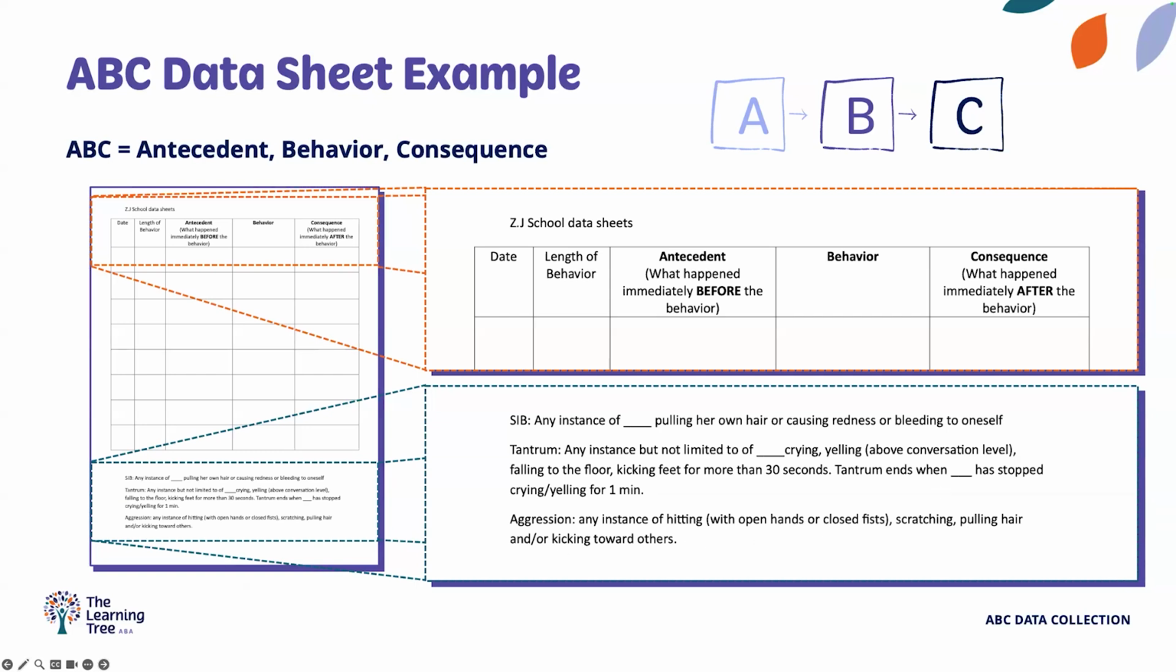And then aggression: any instance of hitting with the hands open or closed fist, scratching, pulling hair, and or kicking toward others. Though if the behavior is not on this list and it's dangerous or occurs frequently and you want the BCBA to know, just remember to be as descriptive as possible. And then the top of this data sheet has the date, the length of the behavior, the antecedent, which is what happens immediately before the behavior, and the consequence, which happens immediately after the behavior.